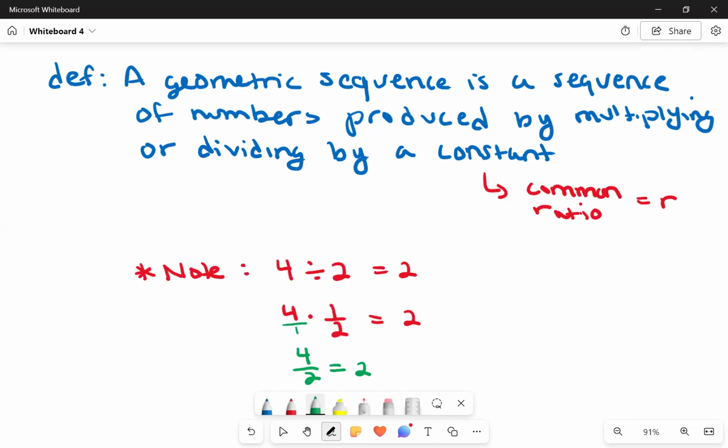Again, it's kind of coming off of the whole fraction idea, but I'm making a mention of that because sometimes the common ratio might be a fraction. And if it is, that's because we were talking about a division. Okay, let's look at some examples, shall we?